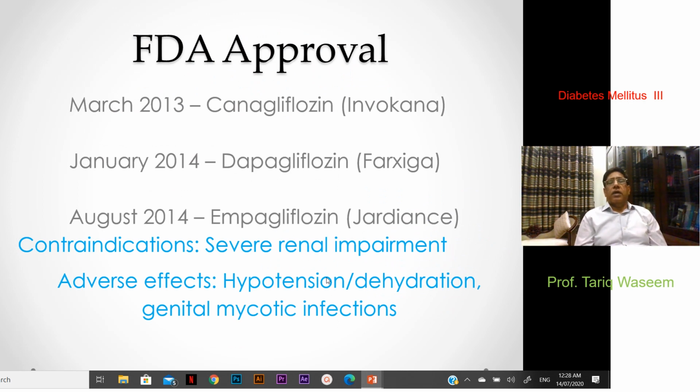As we said, canagliflozin by the name of Invokana was approved by FDA for control of blood glucose in March 2013. Then in 2014 we had dapagliflozin, and then empagliflozin. Both empa and dapagliflozin are available over here in Pakistan, and they are not only used as a single agent or a monotherapy, they are also available in combination with metformin.